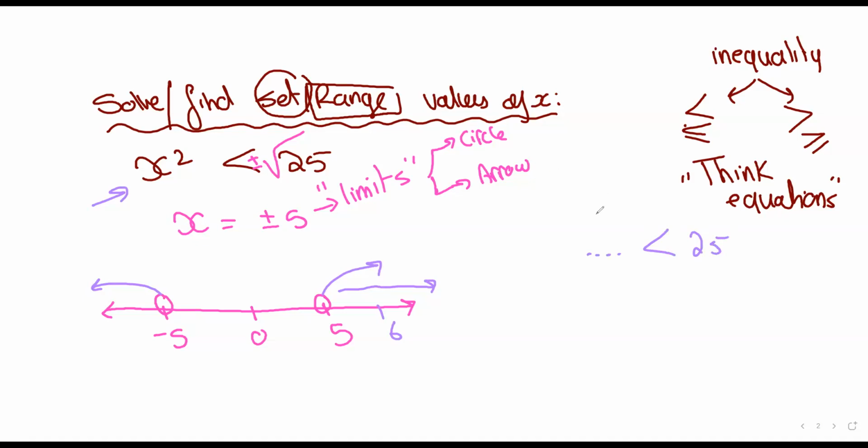The inequality is x squared less than 25. So let's substitute the 6 here. 6 power 2 is equal to 36. Is 36 less than 25? No, 36 is not less than 25. This is incorrect information, meaning that all the numbers that are greater than 5 do not satisfy the inequality.